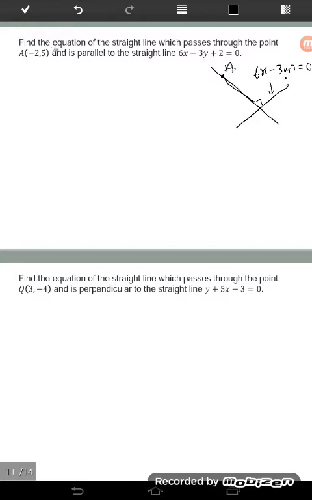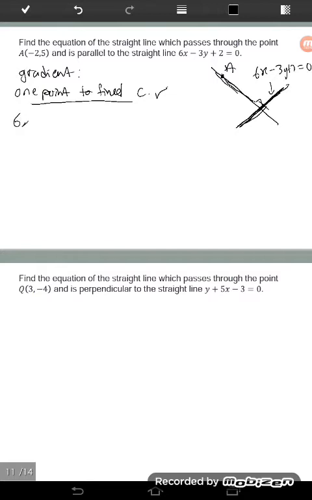Okay, so to form the equation of the straight line, we need the gradient and one point to find c. One point to find c we already have, which is A, but the gradient we don't have, so we need to find it. Since this line is perpendicular to the straight line, we know that the gradient of this line times the gradient of the other line is equal to negative 1. So first we need to find the gradient of this one.